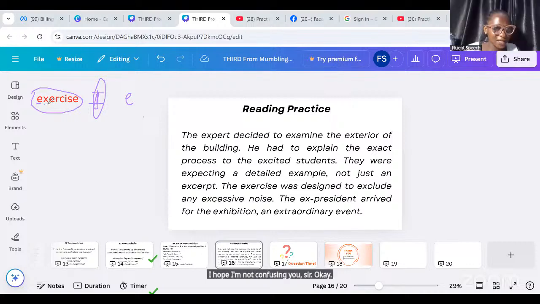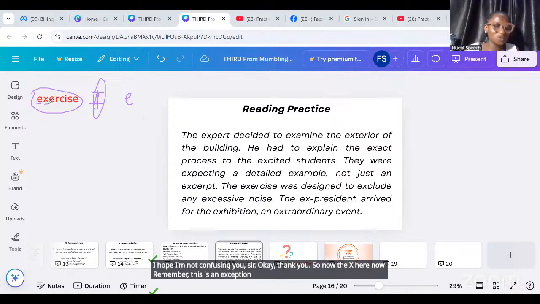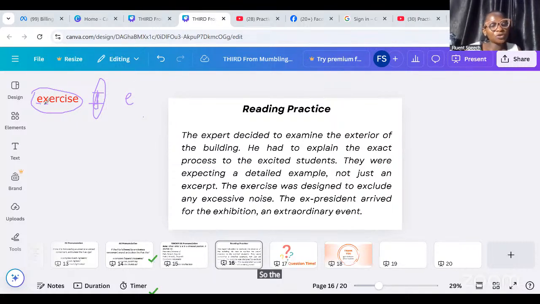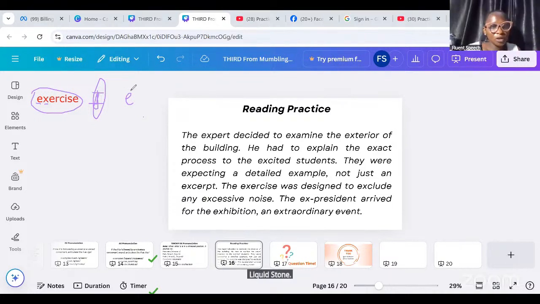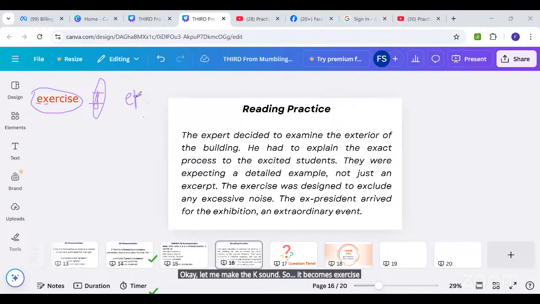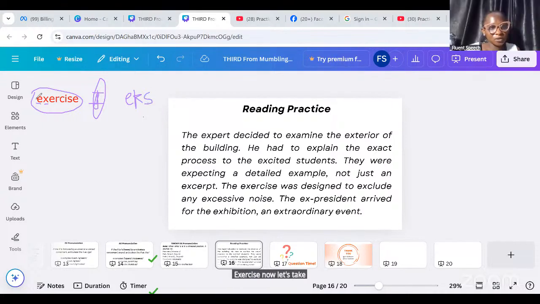So now the X here, remember this is an exception. It means it won't follow rules. So what sound do you think the X will make? Will it make the G sound or the K sound? The K sound. Okay, it makes the K sound. So it becomes exercise. You're correct. Exercise.